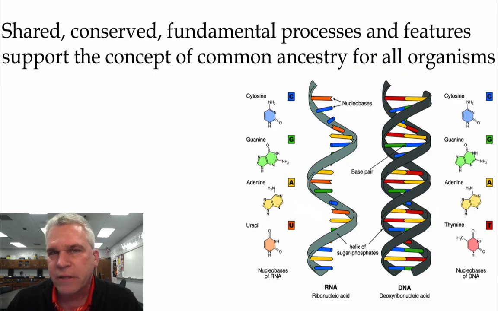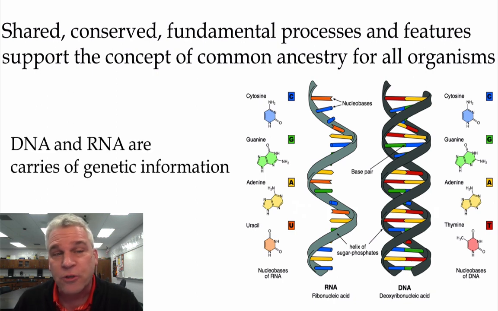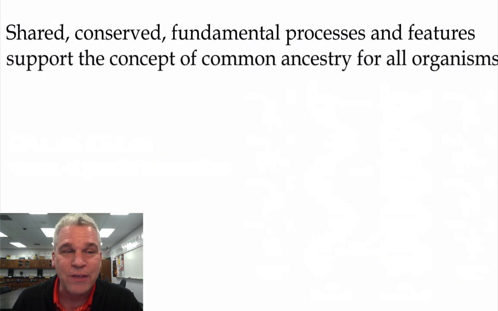Before we dive into Mendelian genetics and how it all fits together, I want to quickly review some common processes that are found in all life forms. We know that shared conserved fundamental processes and features support the concept of common ancestry for all organisms. So for instance, DNA and RNA are the carriers of genetic information. This is true no matter what species you're talking about. Now granted, some species might have RNA and not DNA and vice versa, but most species have both RNA and DNA and they do the same things.